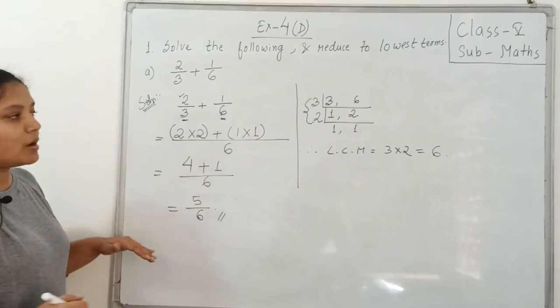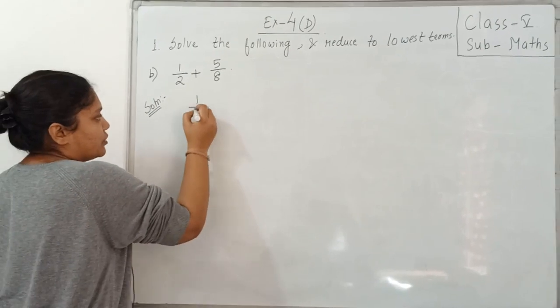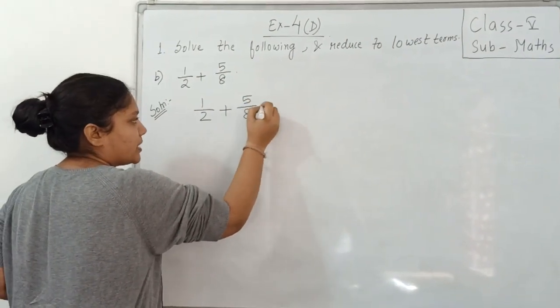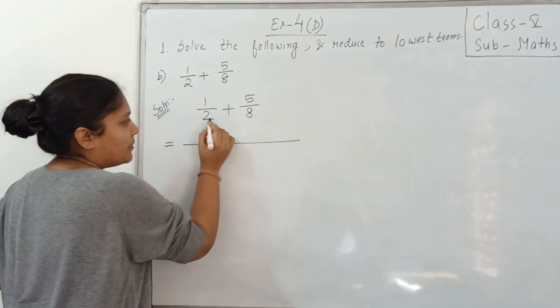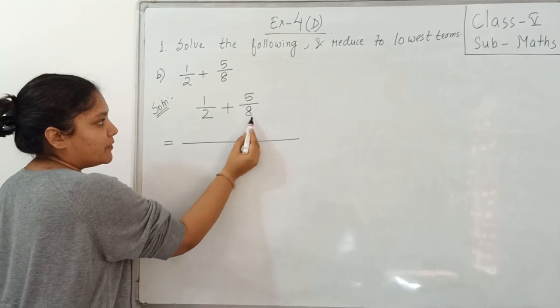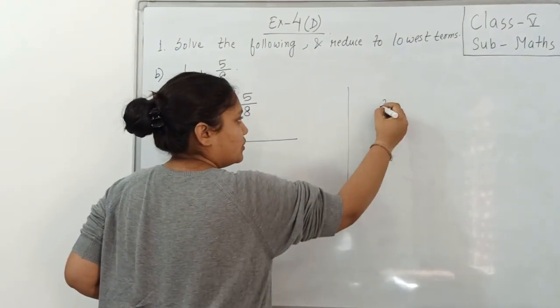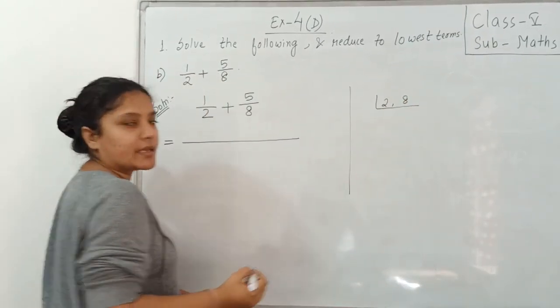Now write down question number 2. Number B. 1 by 2. Here it is plus sign, so you are writing here plus sign. Clear? Again, what is our first step? We have to take the LCM of these two denominators. Clear? So write here 2, write here 8. So what you will do? You will take LCM first.